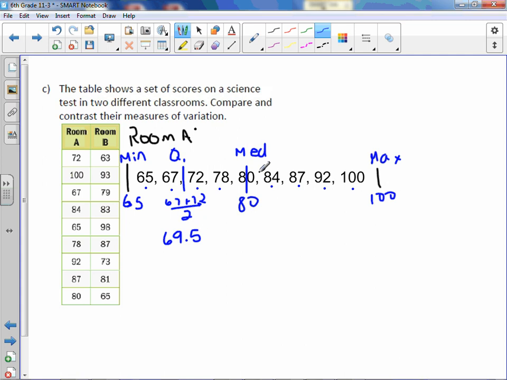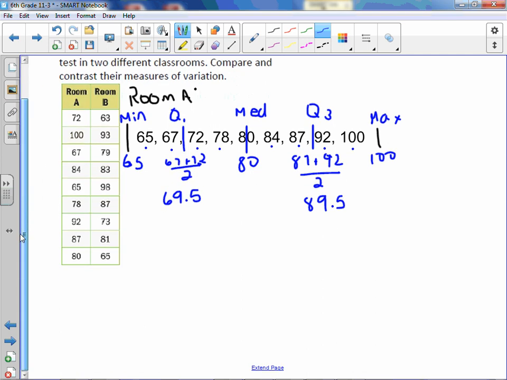And same thing up here, we've got only 4 numbers. So our middle is here. Add 87 plus 92 and divide by 2. We get 89.5. And this is our quartile 3. Let's go ahead and do room B.